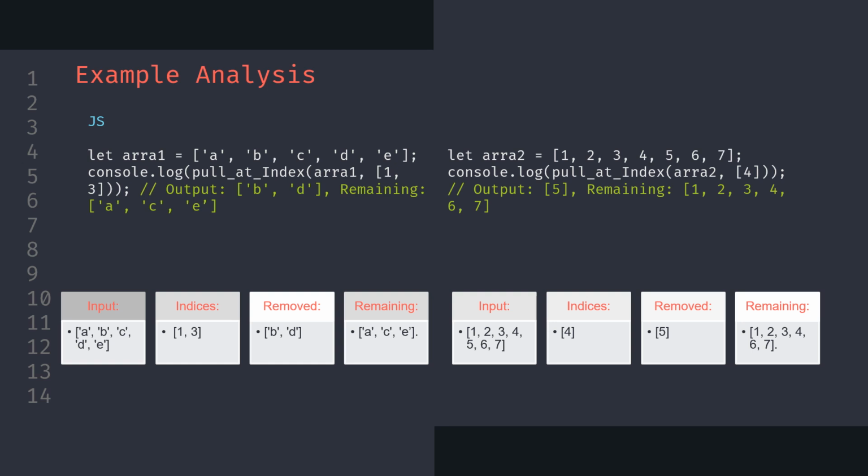Here's how the function works with two examples. For the first array, the indices 1 and 3 correspond to the values b and d, which are then removed. The remaining values are a, c, and e, which are left in the array. For the second array, the index 4 corresponds to the value 5, which is then removed. The remaining values are 1, 2, 3, 4, 6, and 7.